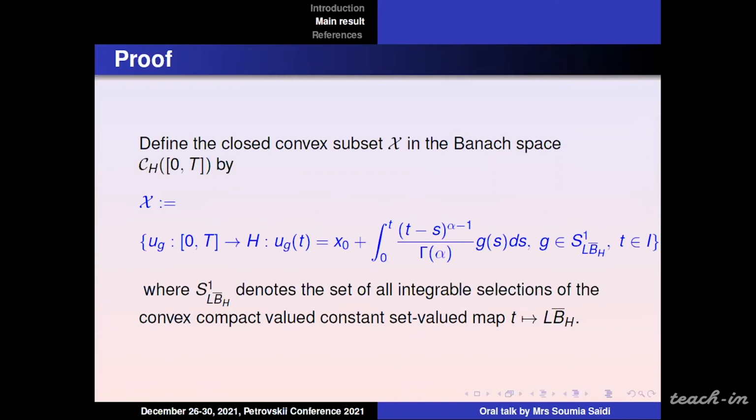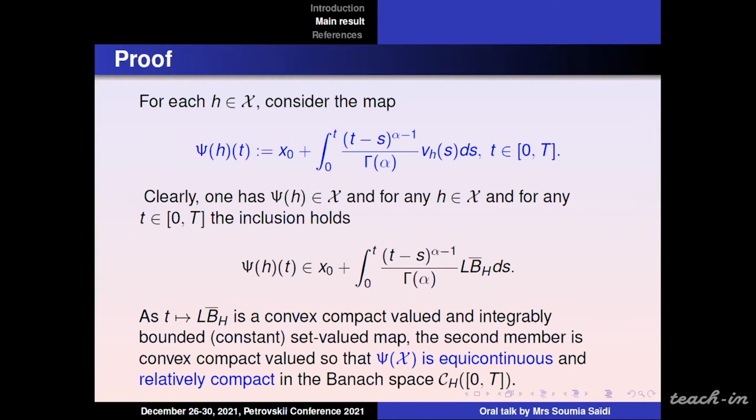We are going to use a fixed point theorem. For this purpose, we define a function T from X, and clearly it takes values from X, and prove that the images of the set X are relatively compact sets. So for this purpose, we observe that as C(t,h) belongs to this set, and the convex compact valued map that associates C·B_H, which is the closed unit ball, is integrably bounded. The second member is convex compact valued, so that T(X) is continuous and relatively compact in the Banach space by Ascoli theorem.